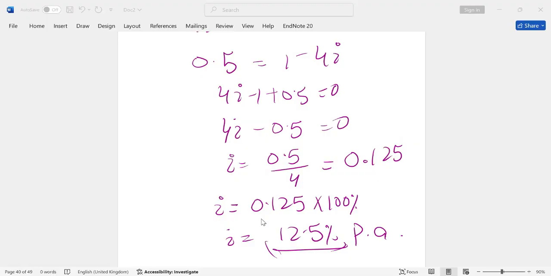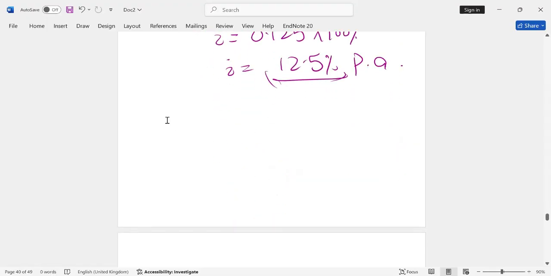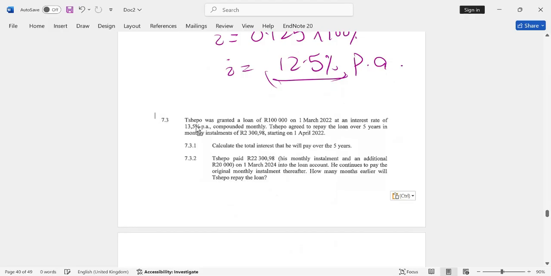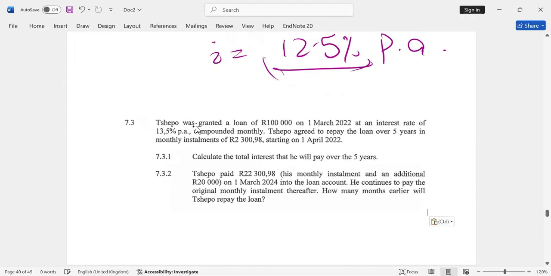7.3. So in 7.3, the tea shop was granted a loan of R100,000 on 1 March 2022 at the interest rate of 13.5% p.a. compounded monthly. Tishipu agreed to repay the loan over 5 years in monthly installments of R2300.98 starting on 1 April 2022.